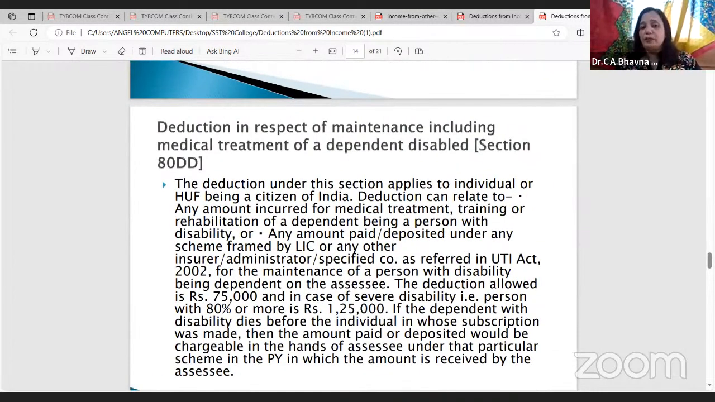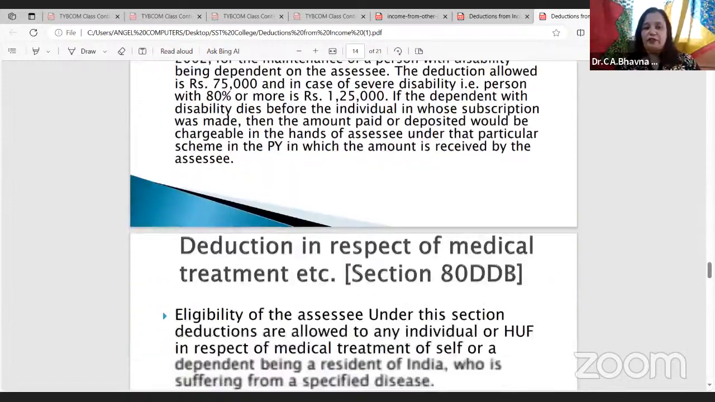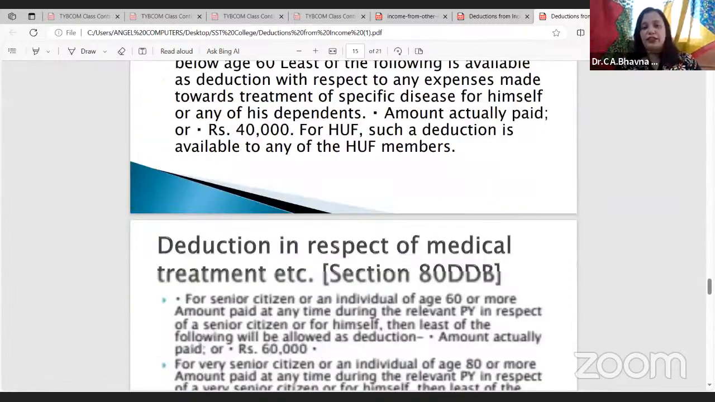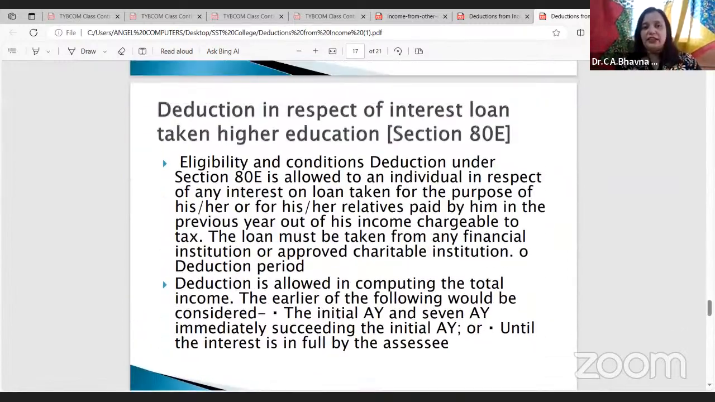Deduction in respect of 80DD is if any person is dependent on you, either your parents or your spouse, उनकी मेंटेनेंस के लिए आप खर्चा करो या न करो. अगर वो डिसेबल्ड है तो आपको डिडक्शन मिलेगा. डिडक्शन कितना मिलेगा? अगर वो बंदा 80% से कम डिसेबल है तो 75,000, 80% से ज्यादा डिसेबल है तो 1,25,000. This is for 80DD. Next is 80E.